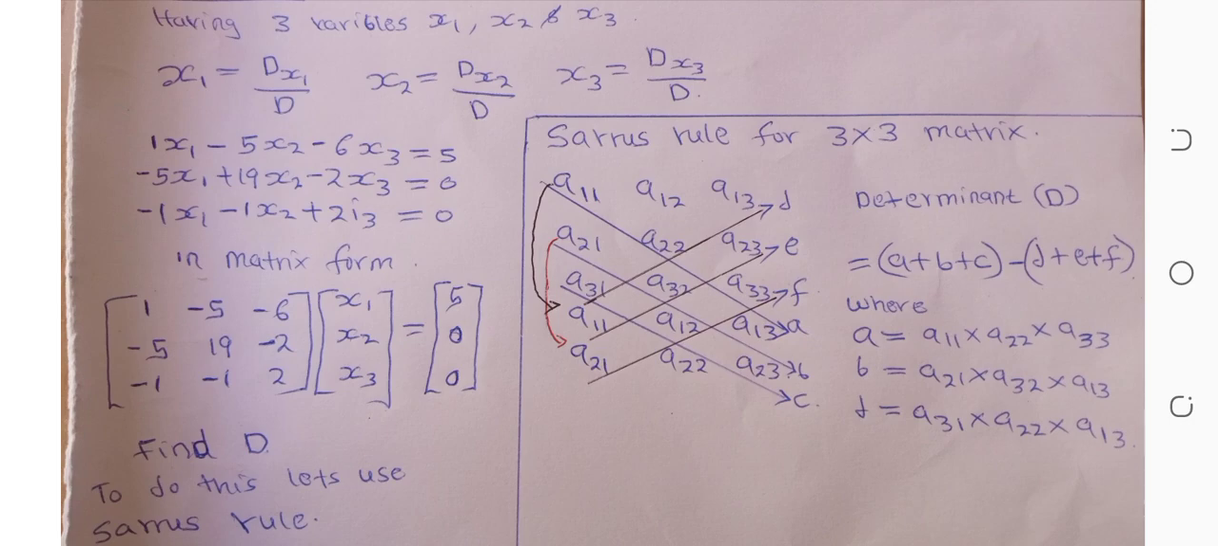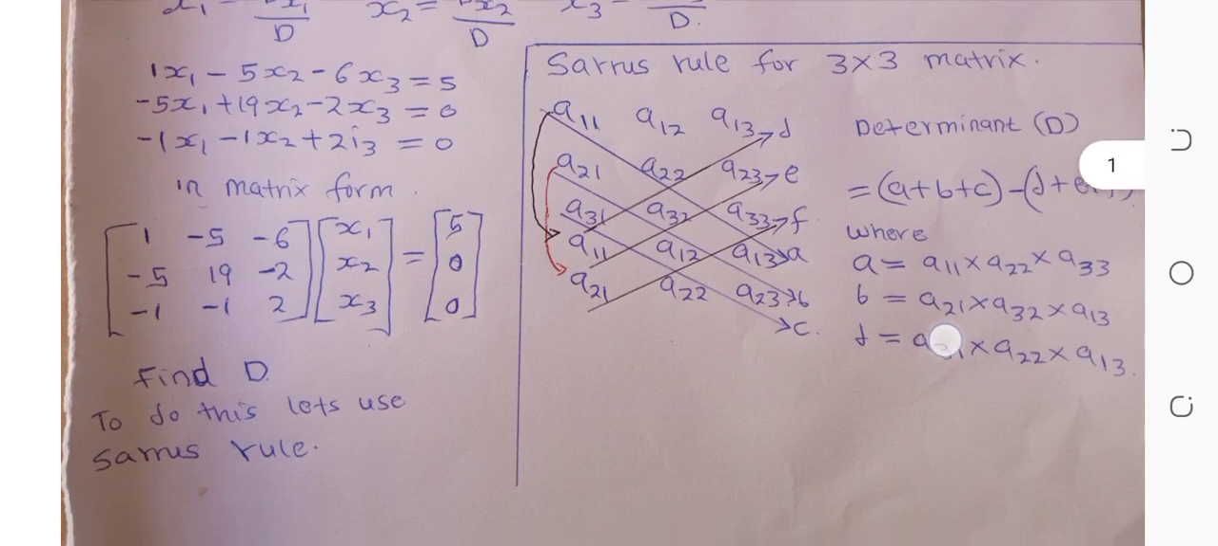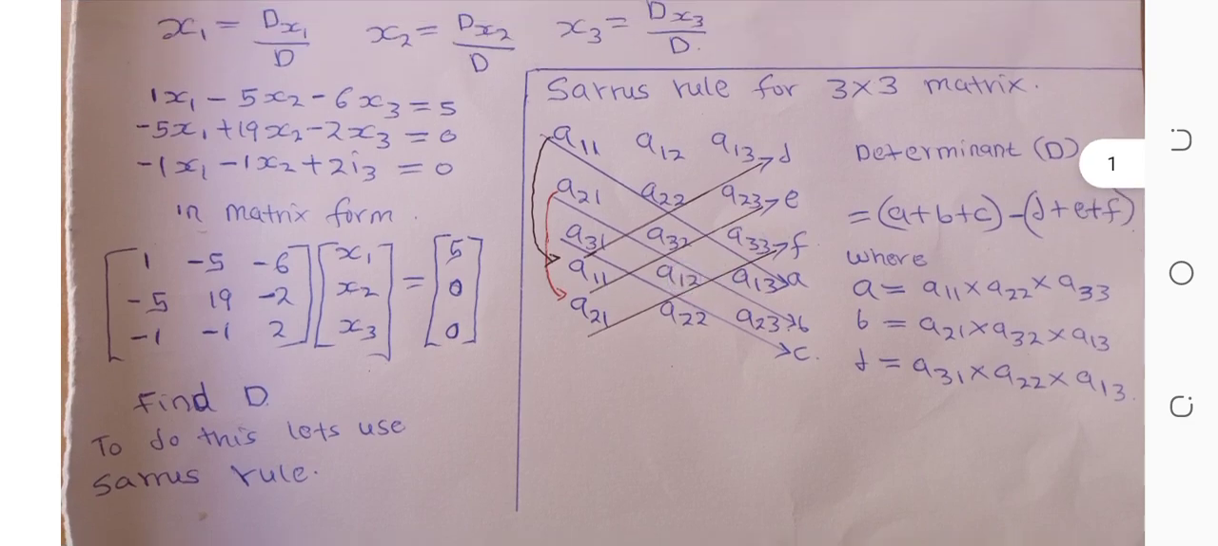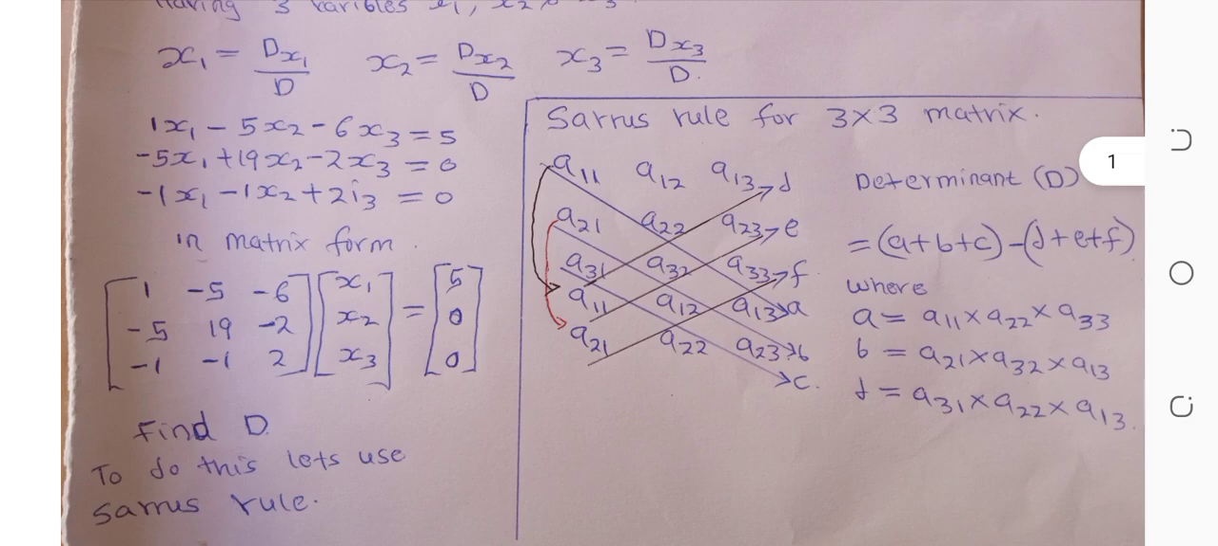To find the determinant, we have these other diagonals which are moving upwards. You can see these ones, the black ones. So what do we do now? To find the determinant, you take A plus B plus C, which we call our major diagonals, minus the summation of the minor diagonals, that is D, E, and F. Our A is the product of the diagonal: A11 multiplied by A22 multiplied by A33.